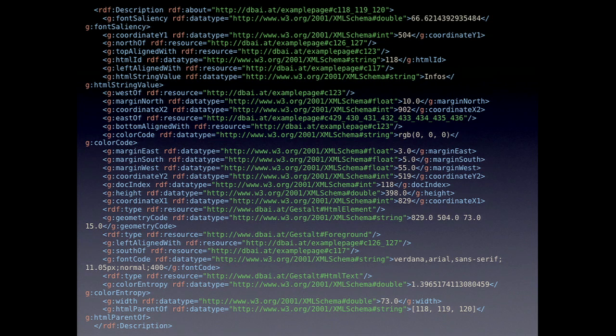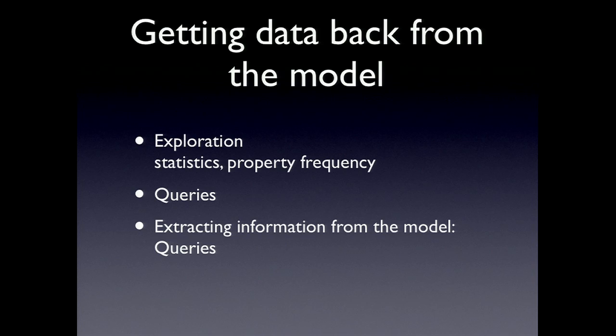So how do we get it back? Three ways, basically. We want to explore it, so somehow get a feeling of what's in there. This is helped by statistics, which are mostly based on the frequency of properties. I'm going to show you that right now. And we can get our data back by writing queries, and these queries are written in SPARQL or in some language of our own that we made for that.